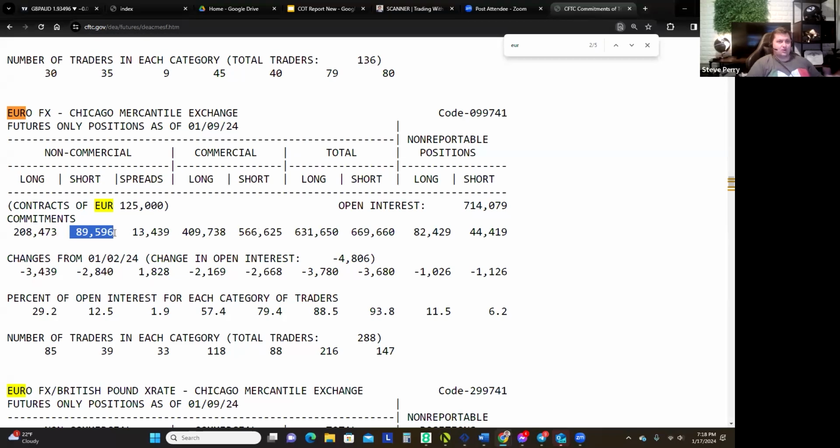Like I was saying earlier, the non-commercials are the people most aligned with our style of trading, right? These big banks trade like us. They are trying to make money. That's all they're trying to do. That's what you're trying to do, and that's what I'm trying to do. That's why you're watching this video, to get more knowledge on how you can apply this information to put more money in your pocket, right?